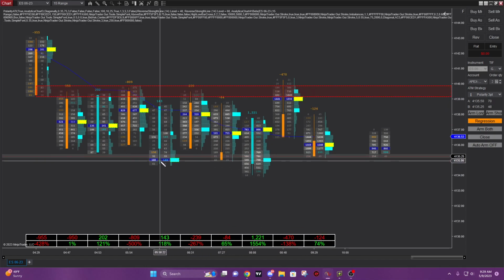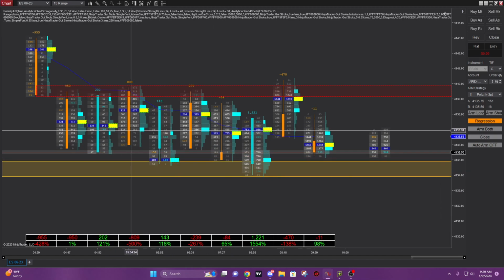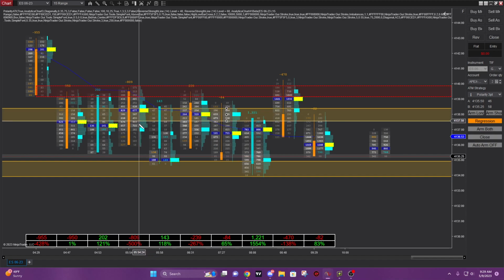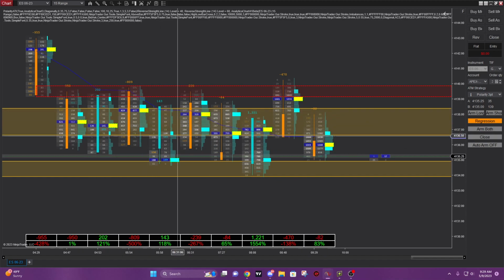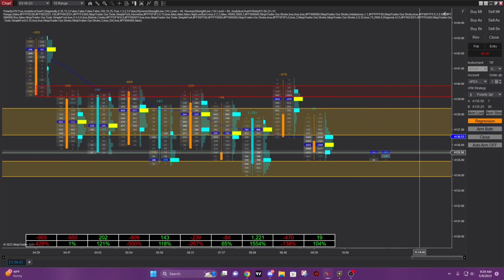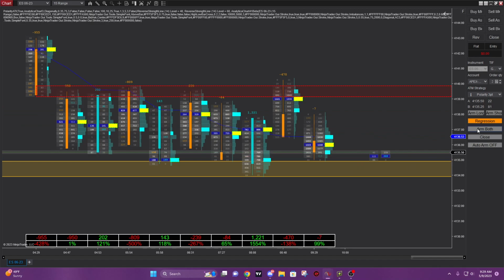I'm also going to draw in absorption here. We also have point of control zone, right? You can kind of tell right here. Point of control zone, price has been wanting to trade in it, right? So, that's kind of my thought process there.